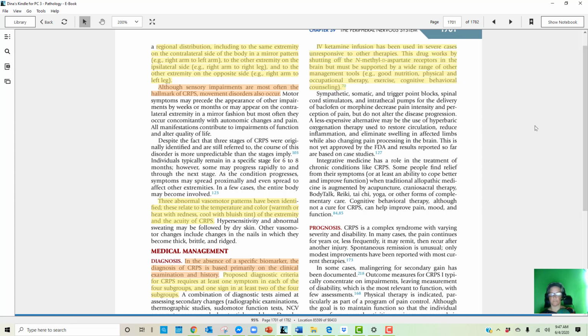Sympathetic, somatic, and trigger point blocks, spinal cord stimulators, and intrathecal pumps for the delivery of baclofen or morphine decrease pain intensity and perception of pain, but do not alter the disease progression.